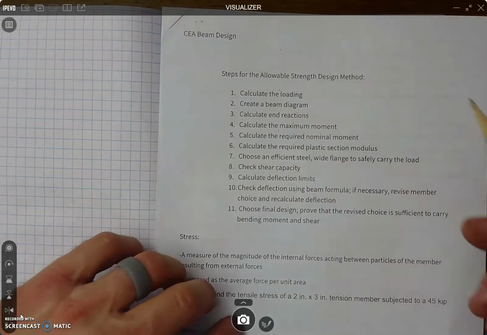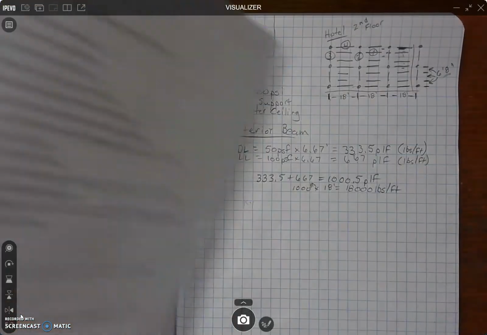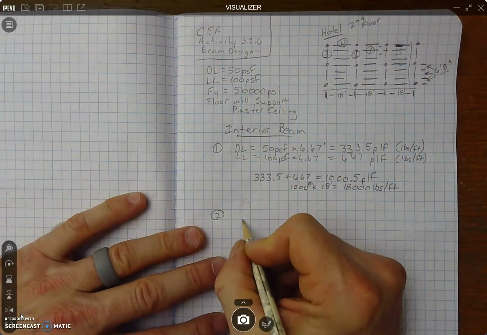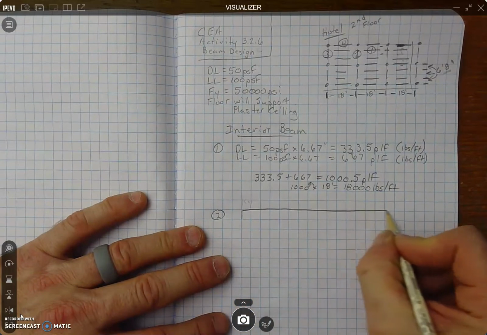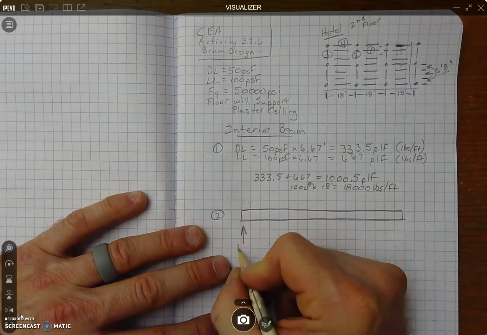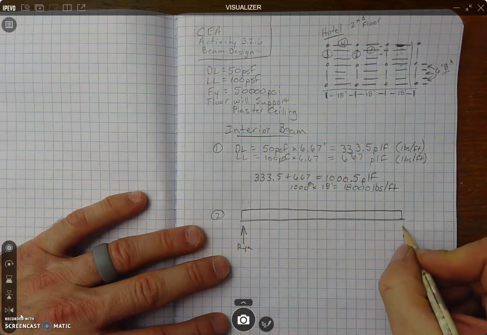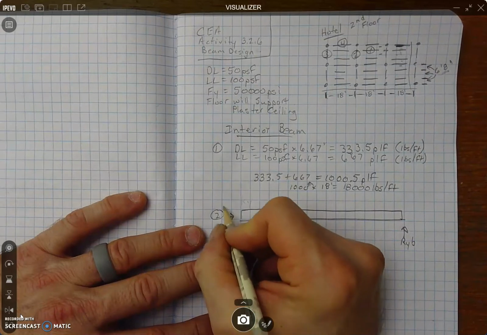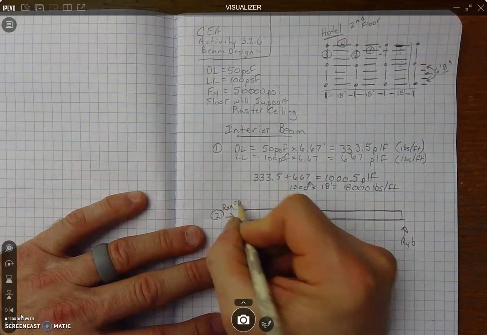Next, create a beam diagram. You guys should already know how to do that. So number two, you're just going to go beam diagram. We always put our RYA here. We always put our RYB there. Remember, those are shears. And we always go RXA equals 0.